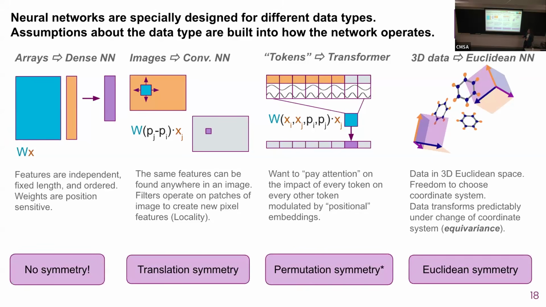The big point here is that this is essentially encoding whether or not there are certain symmetries of your data. So for a dense neural network, we don't really have any symmetry, and in fact, we have a lot of canonical ordering. We have translation symmetry for convolutional neural networks. You can have permutation symmetry for transformers, depending on how you do your positional encodings. And then last but not least, we will have Euclidean symmetry for Euclidean neural networks.